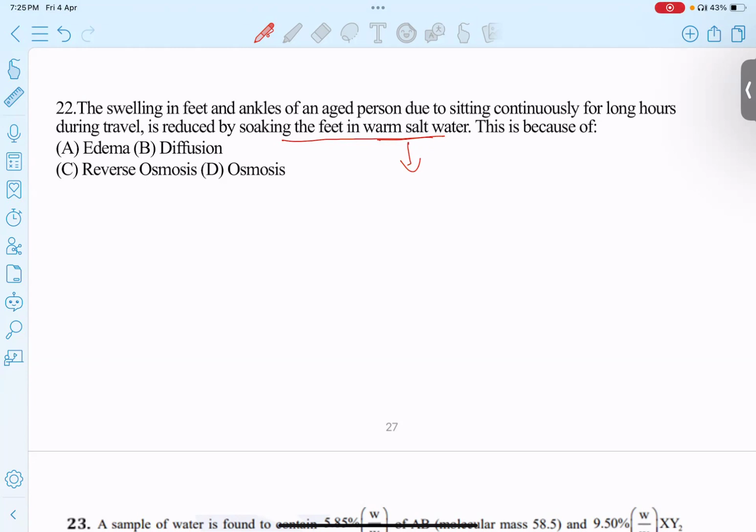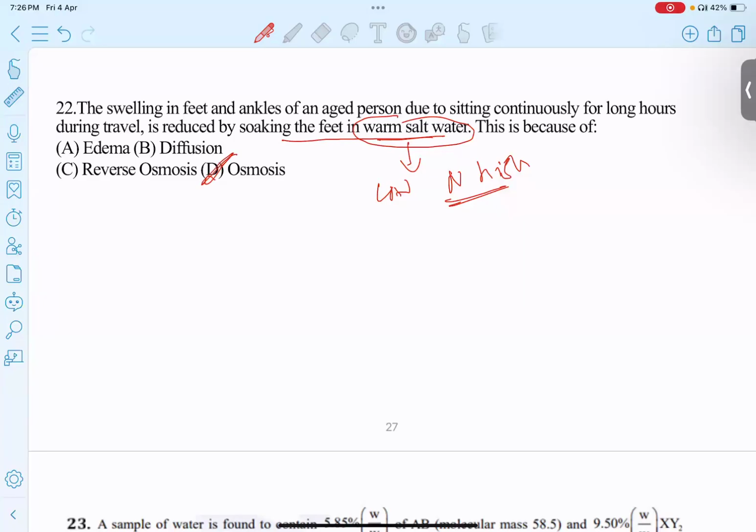By soaking in warm salt water, water is drawn out from the intercellular spaces and cells of the ankles and feet, which reduces the swelling. This is the flow of water molecules from a low concentrated solution to a high concentrated solution. The salt water surrounding the feet is a more concentrated solution, so solvent molecules flow from low concentrated to high concentrated solution. This phenomenon is called osmosis.